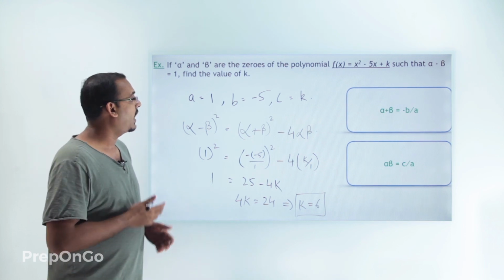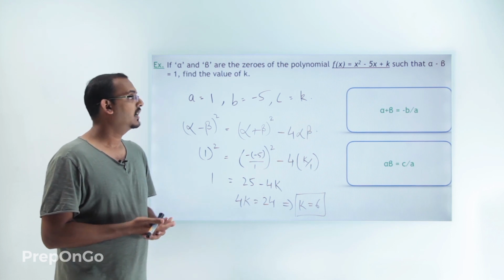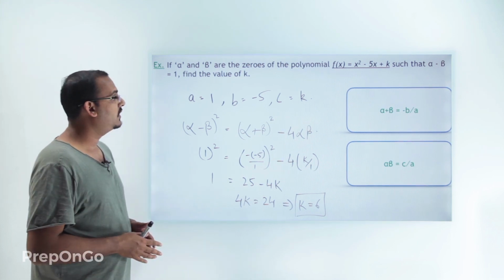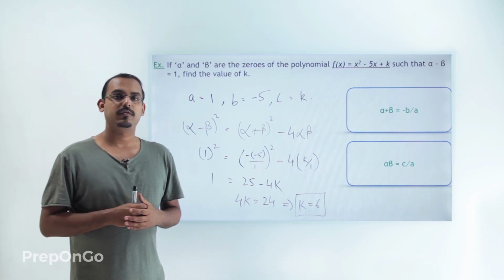So this is how we can use the relationship between the coefficients of the polynomial and the zeros of the polynomial to either find the zeros of the polynomial or some unknown values which are given to us in the polynomial. So this is how we use the relationship between the coefficients of a polynomial and the zeros of the same polynomial.